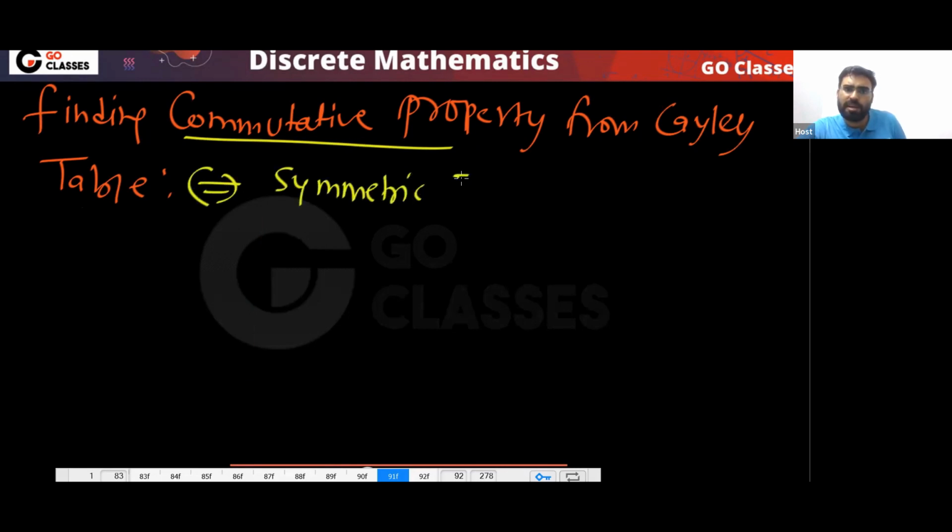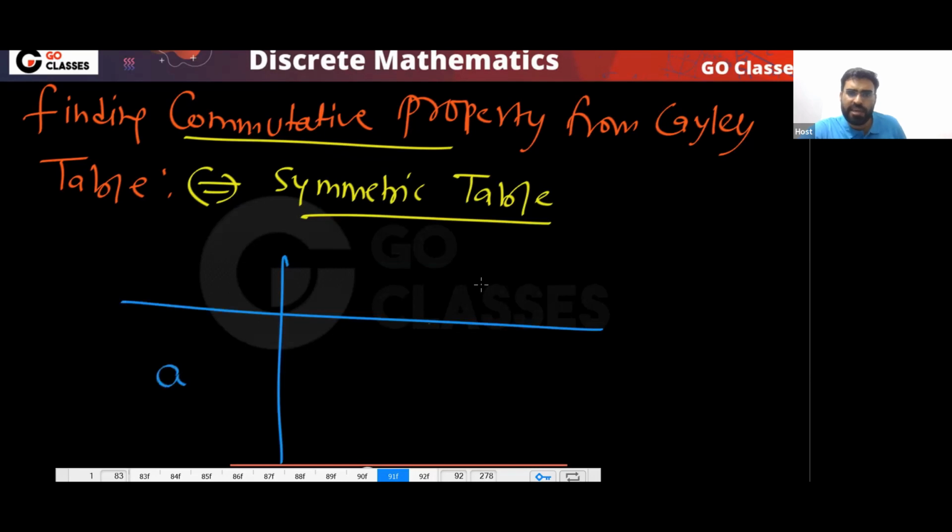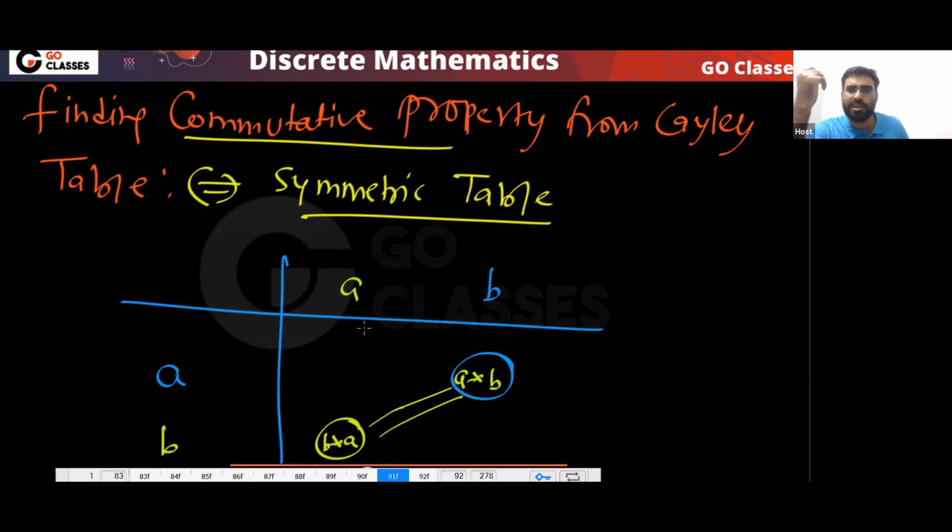It simply means symmetric table. If you have a symmetric table, what do I mean by symmetric table? Symmetric table means if you have A here, B here, then this entry should be the same as this entry. Basically this entry means A star B. This entry should be the same as B star A. These two entries should be the same. So this is the idea. Just check whether this table is symmetric or not.